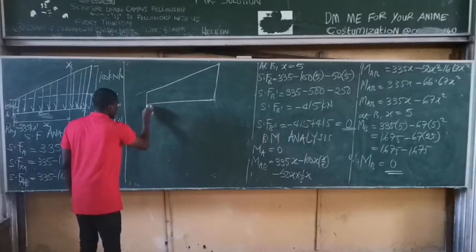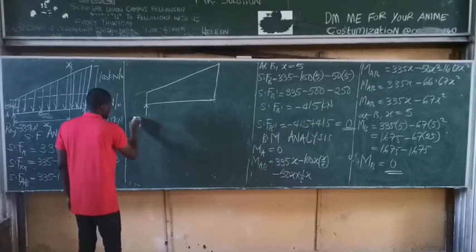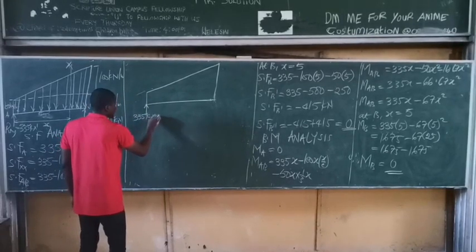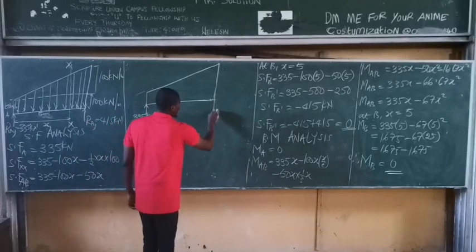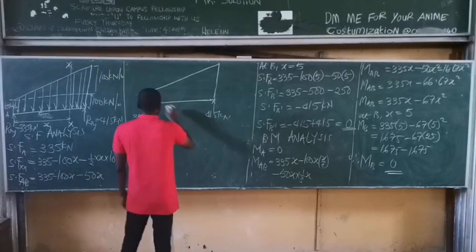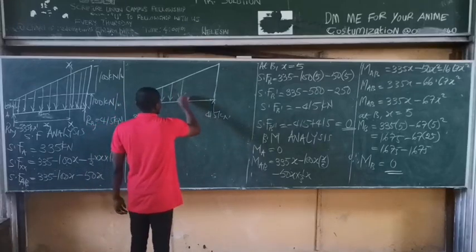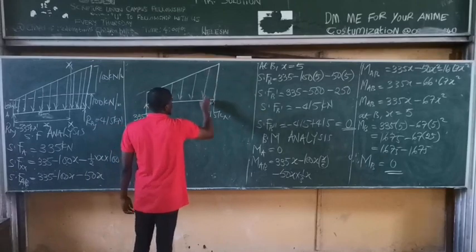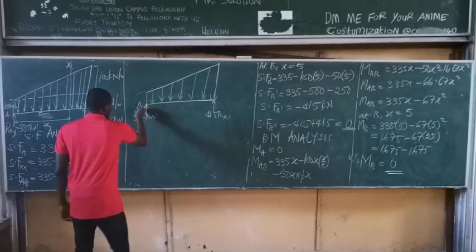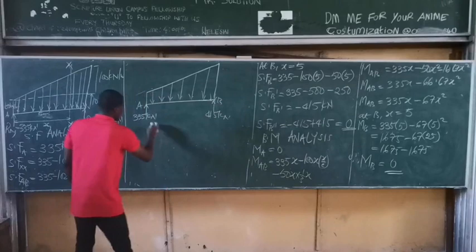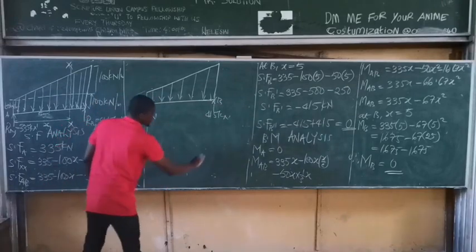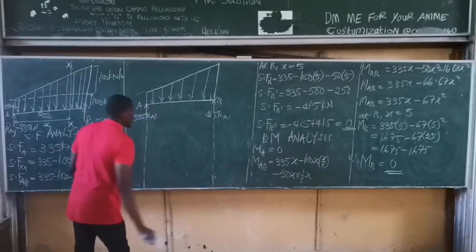Okay, so we know the reaction at A. This is 335 kilonewtons. We know the reaction at B. This is 415 kilonewtons. All right, so we simply plot the diagram now. Trace point A and point B down. You trace point A down. You trace point B down.